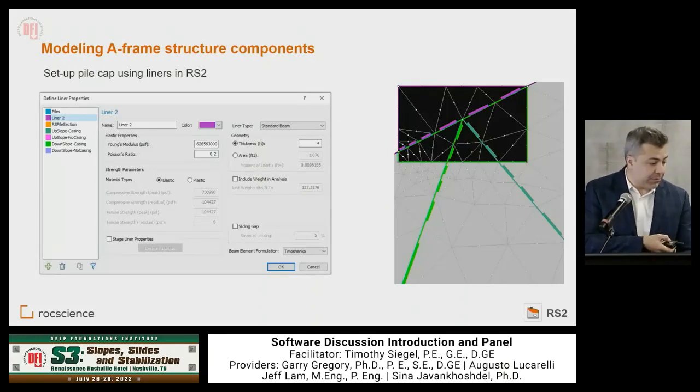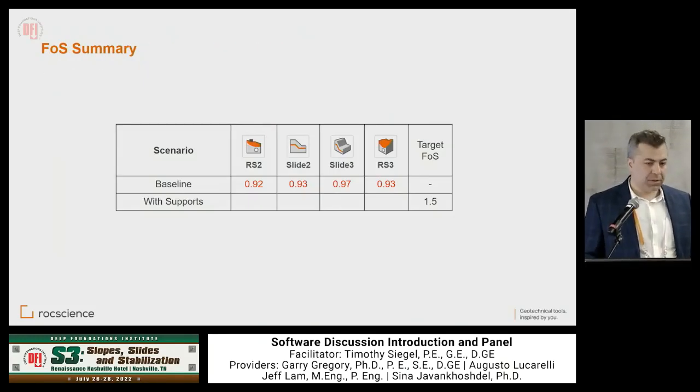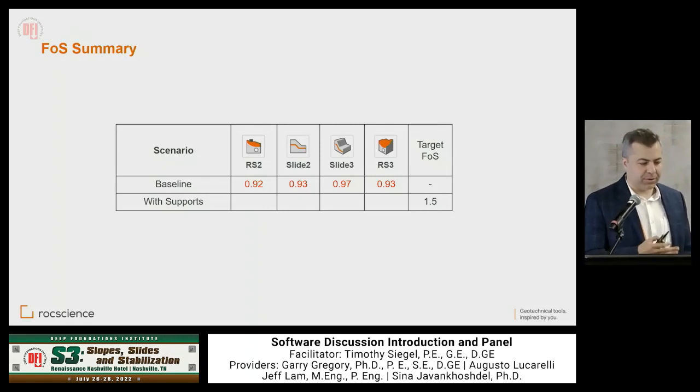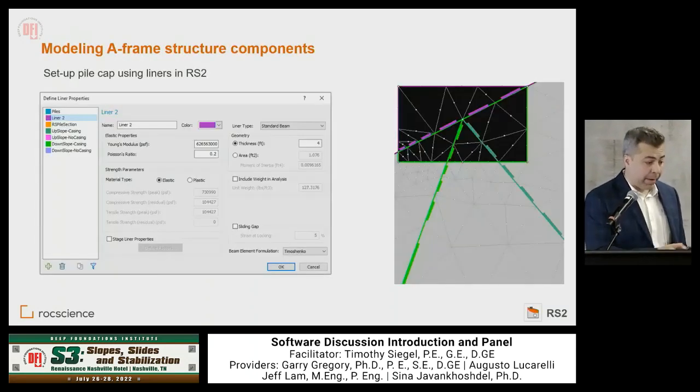Okay, as Jeff explained, we got the factor of safety of 0.9 something. One thing that I need to explain here is you expect that Slide 3 and RS3 should get the same answer, similar to Slide 2 and RS2. The thing is, Slide 3 is extruded with a large extrusion depth, the default by the software. But in the RS3 model, even for the reinforced one, we assume the plane strain condition, which means that the model is thin enough to ignore the displacement normal to the plane of the model. So that's a slight difference between RS3 and Slide 3. Otherwise, they should give the same answer.